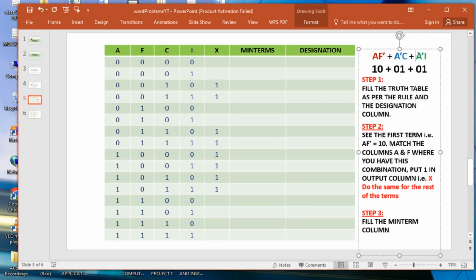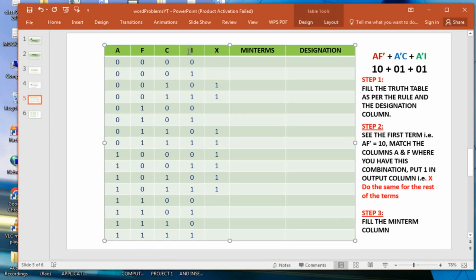Now you have to compare A bar I, that is 0 and 1. You have to compare this column and I column. 0 and I, and that 0 and 1. So 0 and 1, here you have 0, and I also has what? 1. So 1 out here.